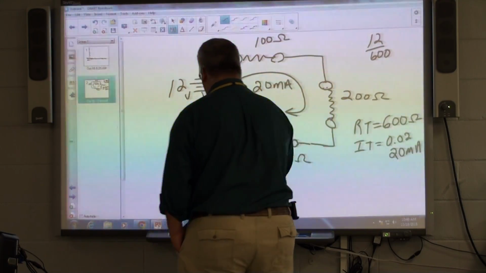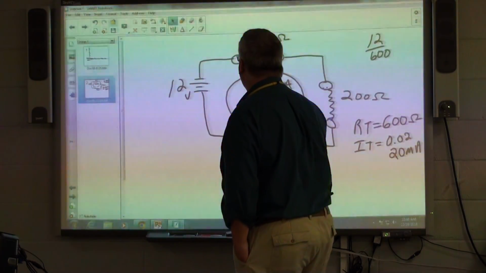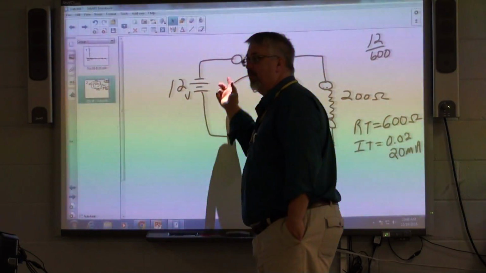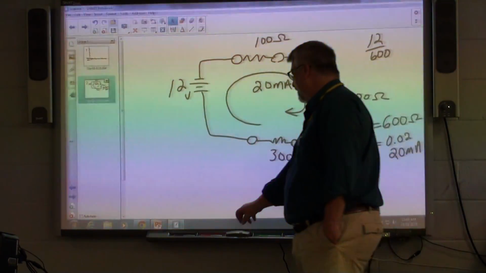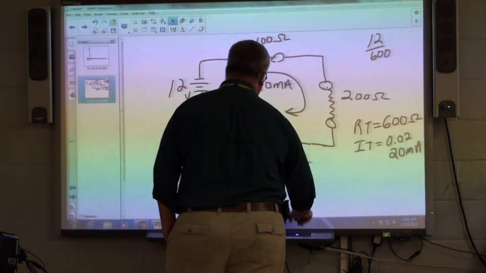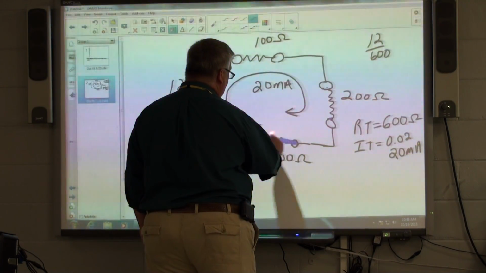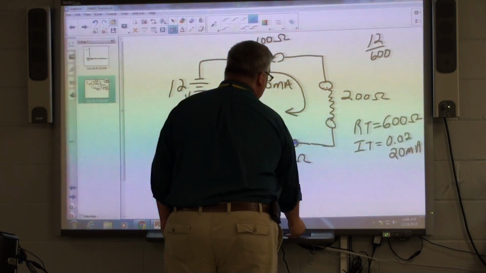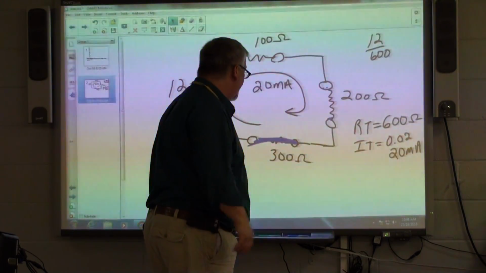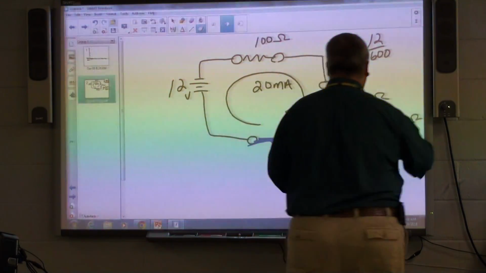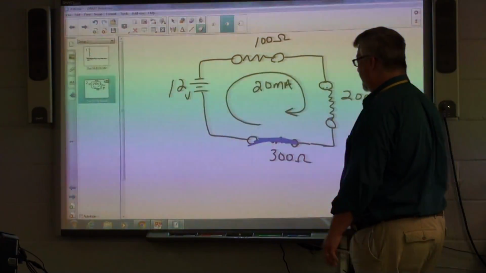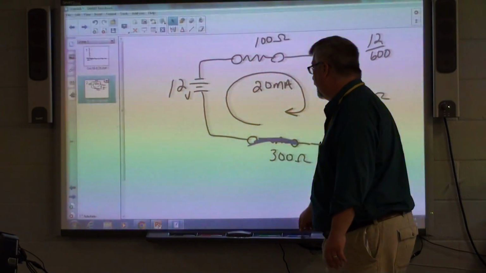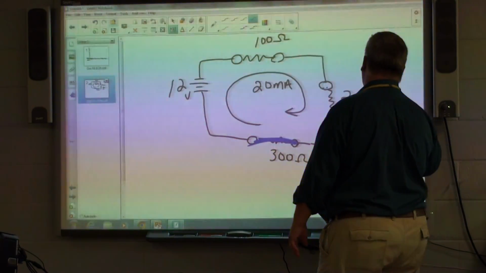But here's the reality of what really happens when we short a resistor. Which one do you want to short? 100, 200, or 300? 300? All right. We're going to short that guy out. We came in with that St. Patty's Day celebration. You soldered them two leads together. You're having a bad day. Now what really happens is this. What is my total resistance now? 300 ohms.